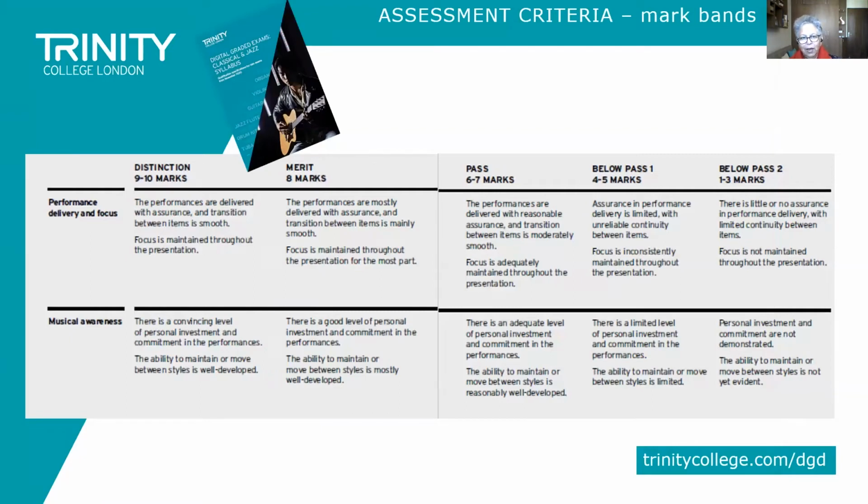Okay, so now let's look at some of the marking. To get 9 out of 10 or 10 out of 10 marks in your overall performance, that's a distinction. The performance has to be delivered with assurance, transition between items should be smooth, and the focus is maintained throughout. And there is a convincing level of personal investment and commitment in the performance, and the ability to move between styles or maintain the same style is well developed. That would get you 9 out of 10 or 10 out of 10 marks and a distinction in the overall performance segment.